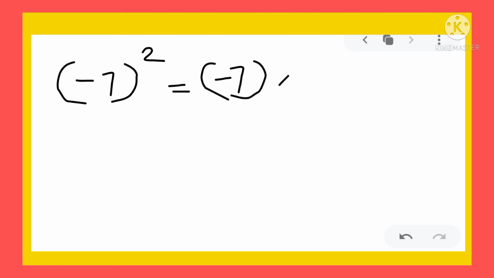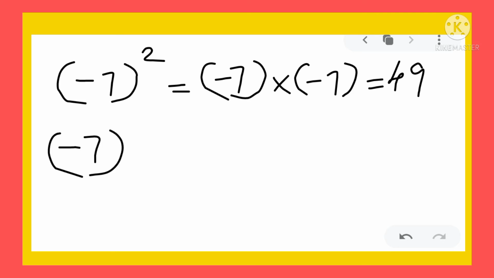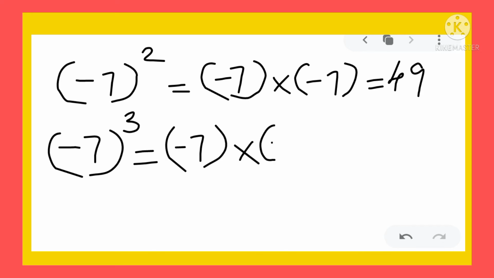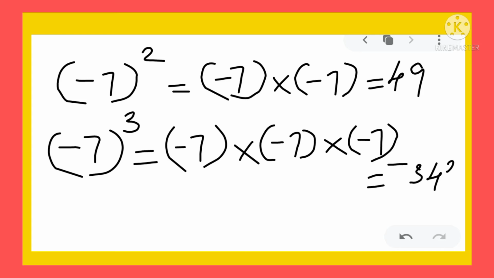Then negative 7 raised to 2. This is a very important one. Negative 7 raised to 2. Here we want to multiply negative 7 two times. So it is 49. Then what is negative 7 raised to 3? Negative 7 into negative 7 into negative 7. So it is negative 343.